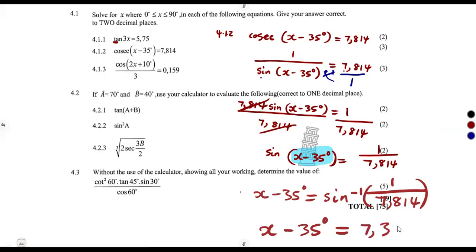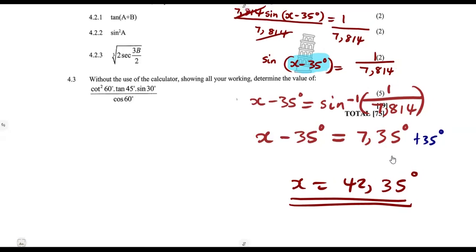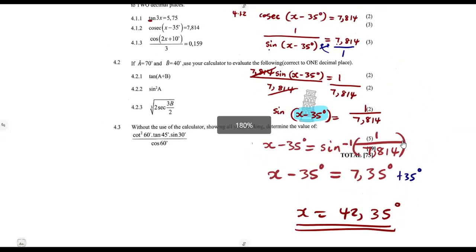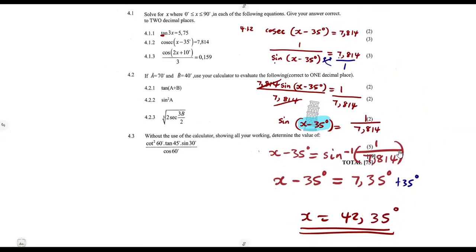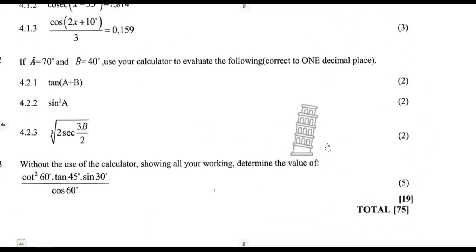So that's 7.35 degrees. So to find our x, simply transpose negative 35 to the other side of the equal sign. It will give us a positive 35 there. So that's x is equal to, you add these two, it was going to be 42.35 degrees, just like that. So this is how we could have solved this trigonometric equation. So trigonometry, you have equations there are also, just like algebraic equations.